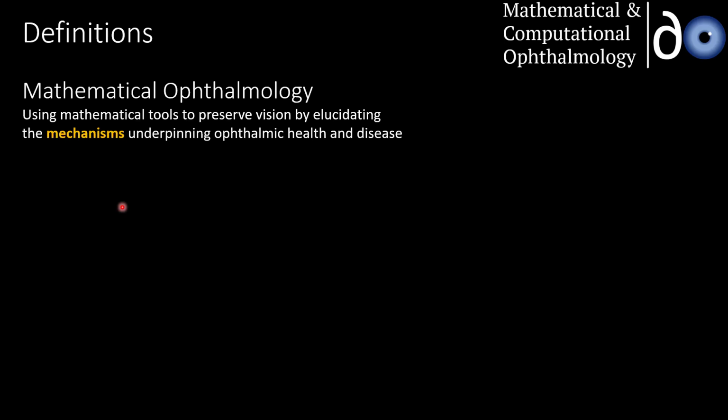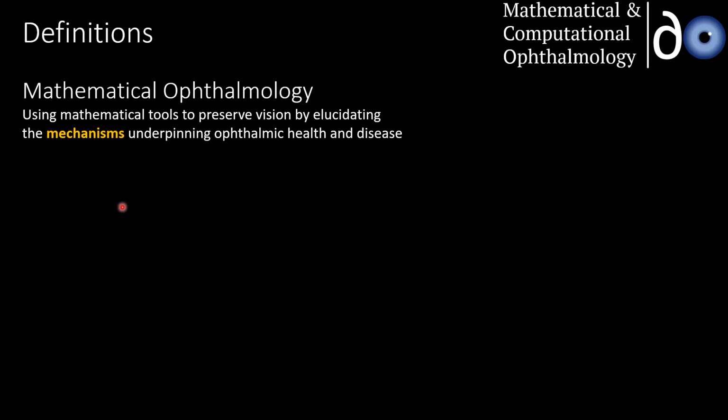So I thought I'd begin with some definitions just to orientate things in terms of the field in which I work. I've coined the term mathematical ophthalmology to describe the field which uses mathematical tools to preserve vision by elucidating the mechanisms underpinning ophthalmic health and disease.